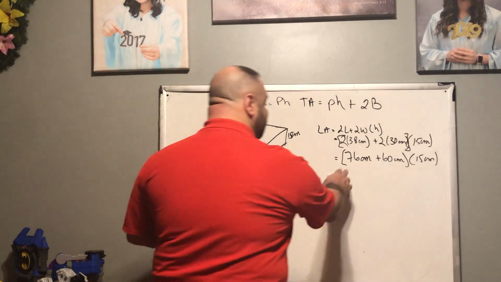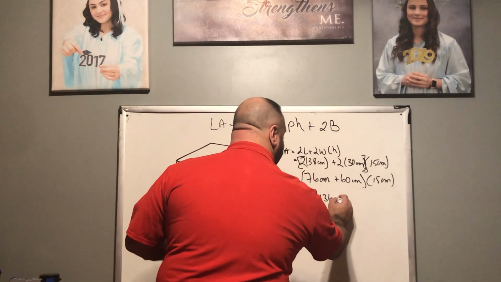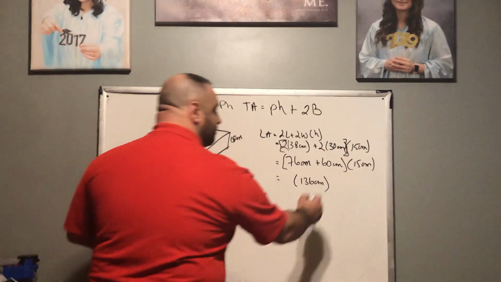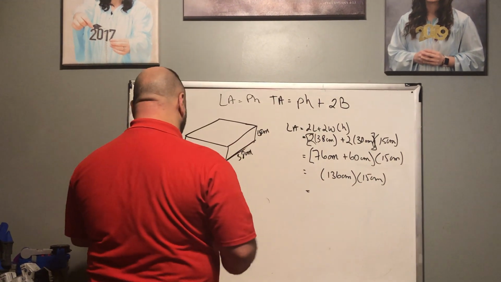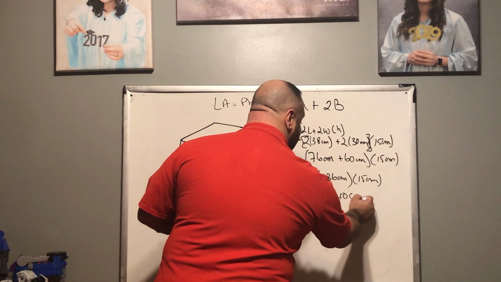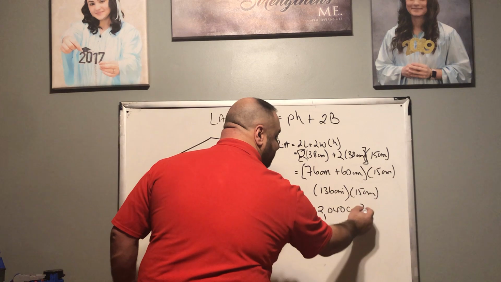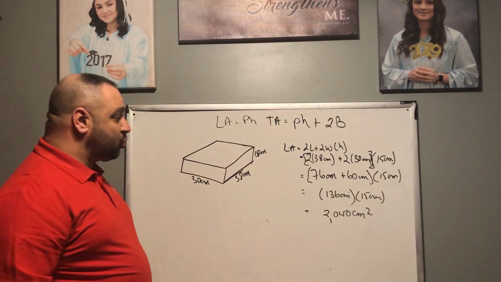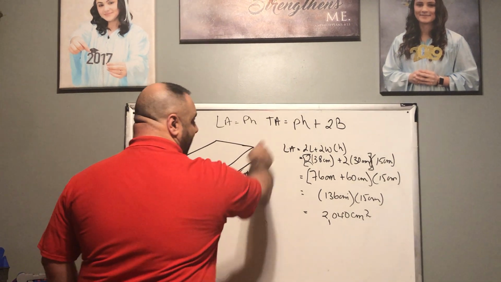All right, so we have 76 plus 60, so we have 136 centimeters times 15 centimeters, and you should come up with the answer of 2,040 centimeters squared. Again, if we're looking at area, right, centimeters times centimeters is centimeters squared. Now, that's the lateral area. Now we want to find the total area.